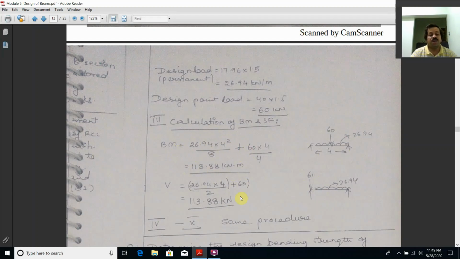So this ends the class for design of beams. In the next class we'll talk about the analysis problem as well as some beam to beam connections, beam to column connections, as well as column splices.